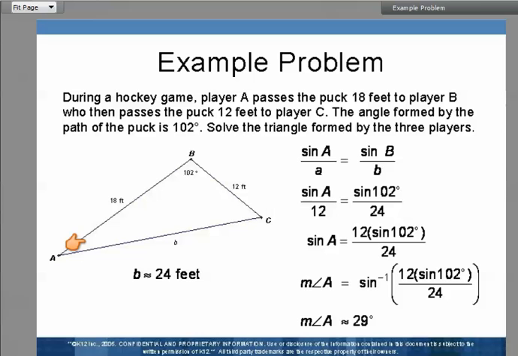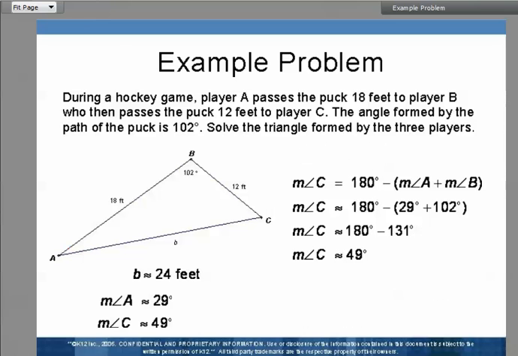Now, I could do that law of sines again, but you know what? 102 plus 29, that's 131 degrees. I subtract that from 180, and I get 49 degrees. So this is the 49 degree. You know, we found every measurement in that triangle. And that's what they mean by solve the triangle. When they say solve the triangle, they're wanting you to find all the measurements in that triangle. Okay? And we just did it with a very practical problem.